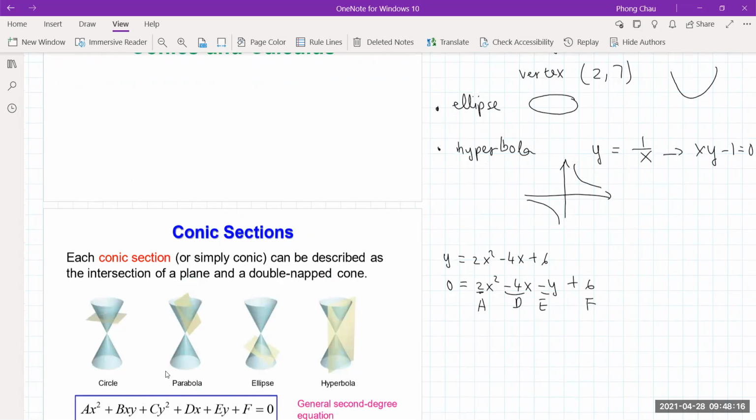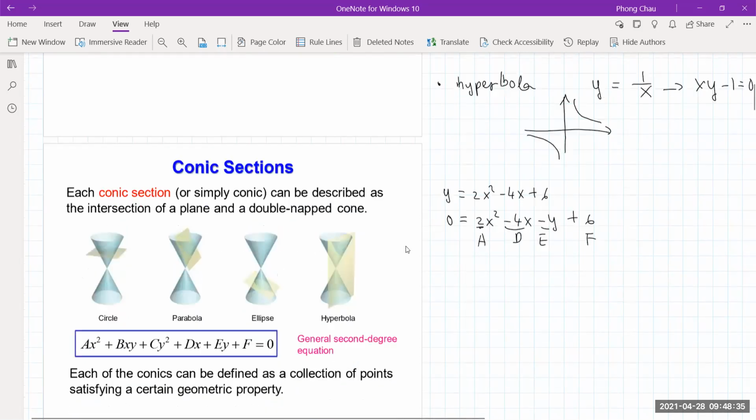You see that belongs to that form as well, where a is 0, no x squared. The b is precisely 1, right? 1xy. The c is 0, d is 0, e is 0, and f is negative 1. All right, now let's get into the detail of each of these conic sections.